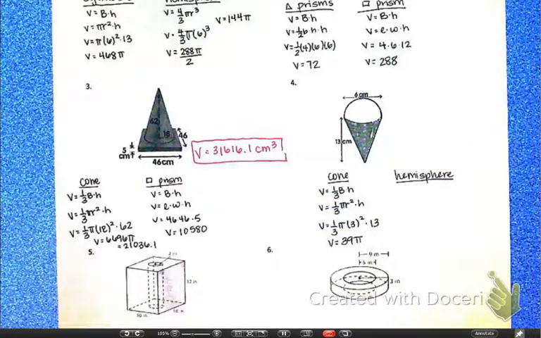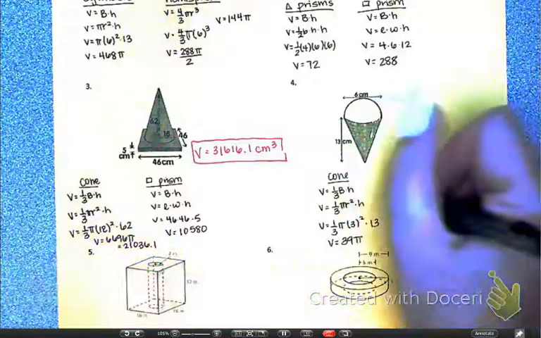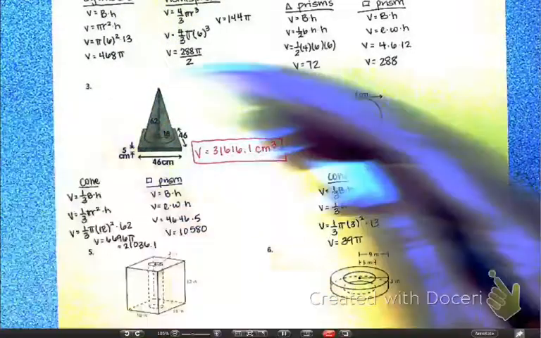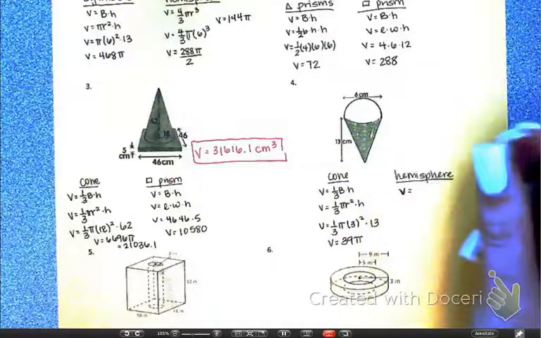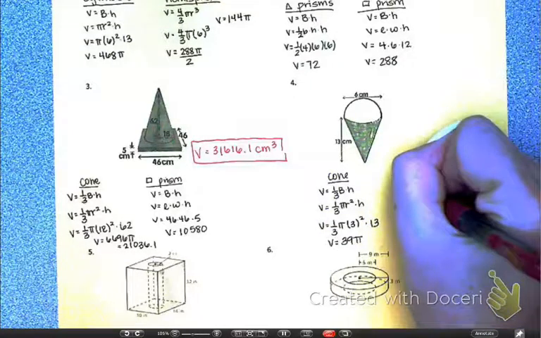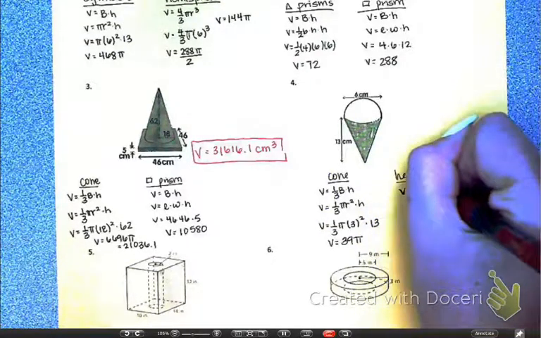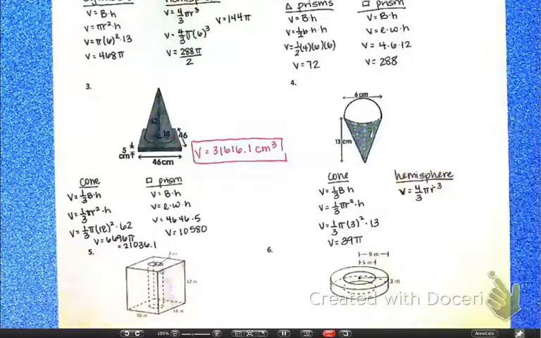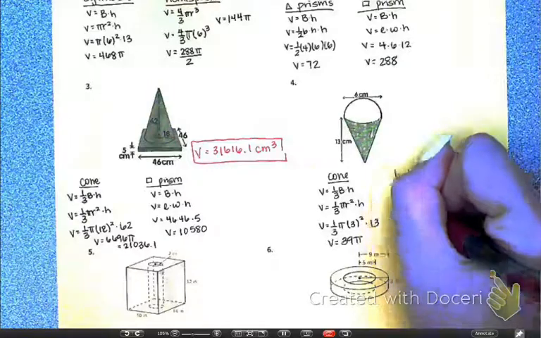Okay. Hemisphere, I'm going to start with a sphere. Volume of a sphere is 4/3 pi r cubed. What's the radius? Still 3.